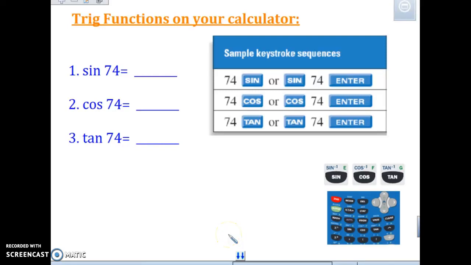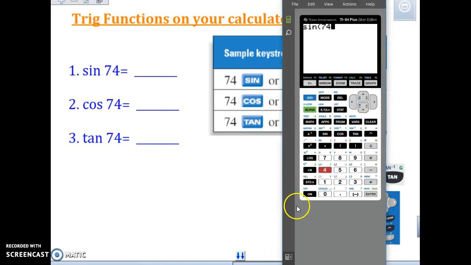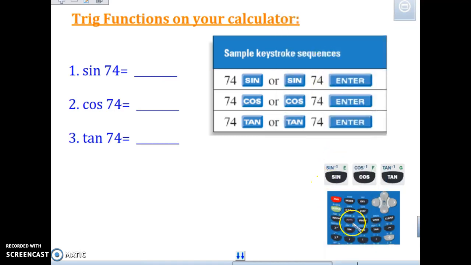This is part 2 of our trigonometry video. We're now going to move on to using these trig functions on the calculator. On your calculator, you should find the sine, cosine, and tangent buttons as pictured down here. So here's the sin, the cos, and the tan.